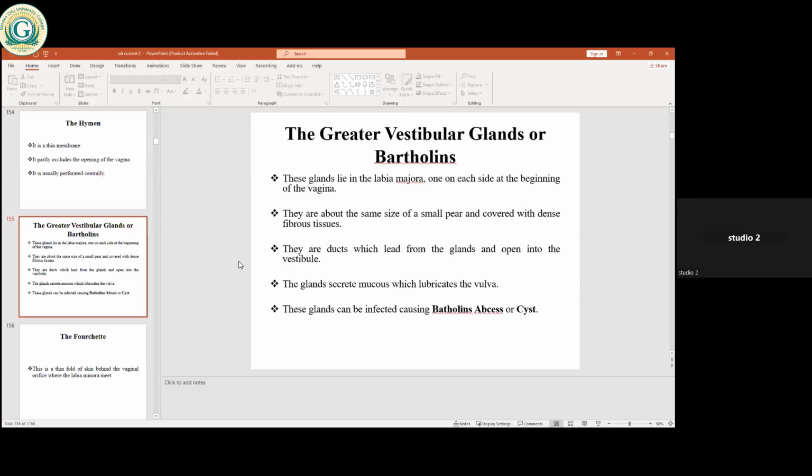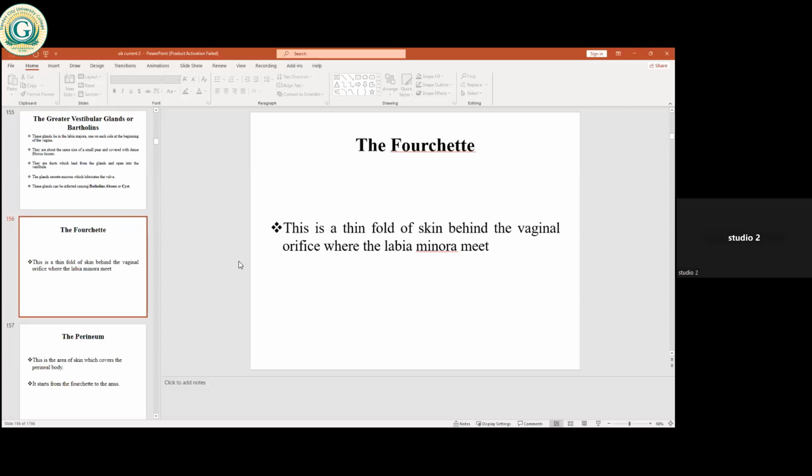Remember, when we talk of the labia minora, it is a thin fold of skin behind the vaginal orifice. Where the labia minora meet, they form a structure we call the fourchette. This fourchette is formed by the labia minora. And you take note that when we come to labor, this structure is very, very important. Sometimes it is affected during labor.